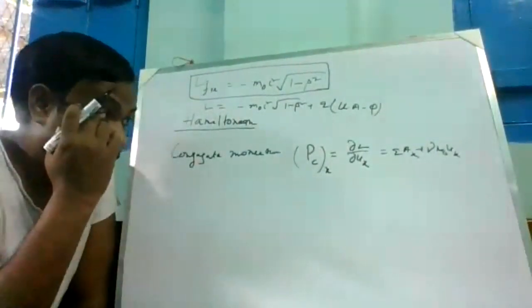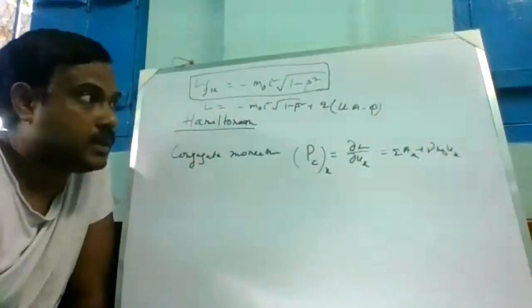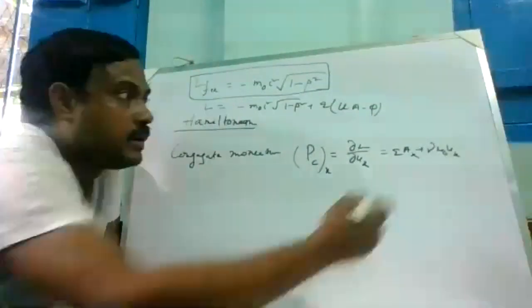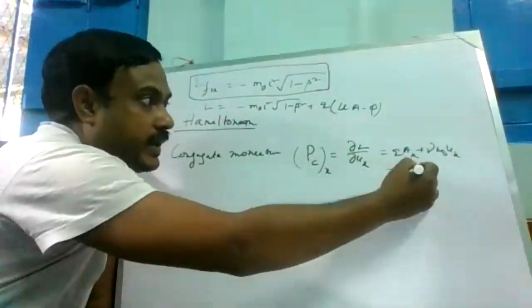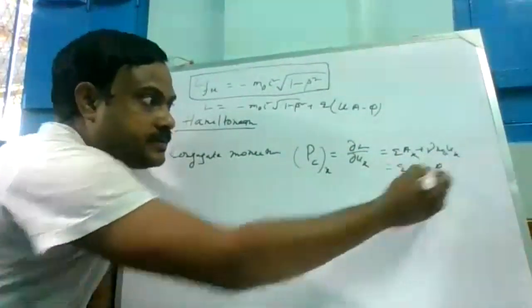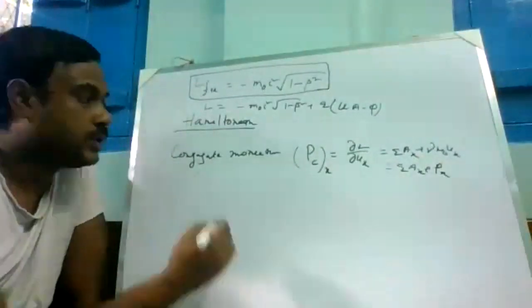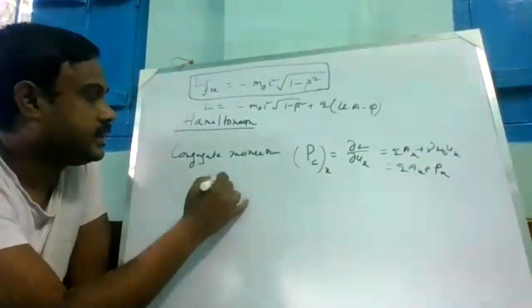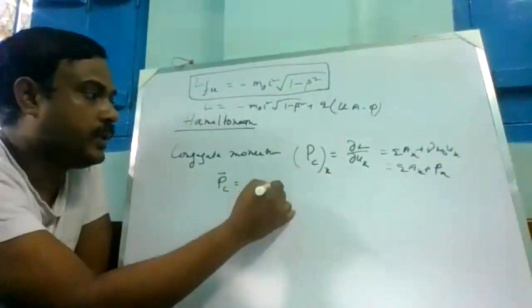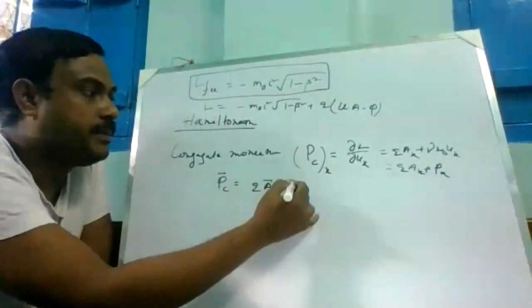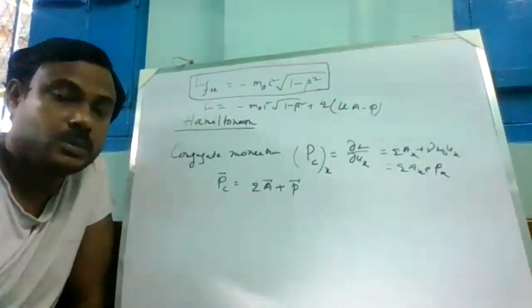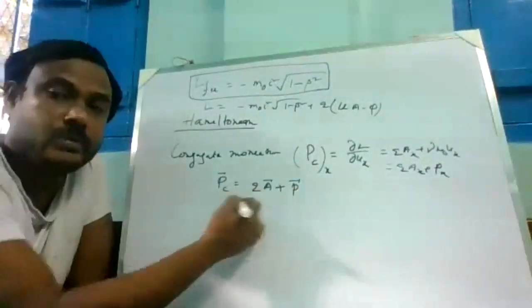So the conjugate momentum is nothing but the momentum: γ m0 u_x, which equals m u_x, equals P_x. Right? So the conjugate momentum we can write as Pc equals qA plus P.